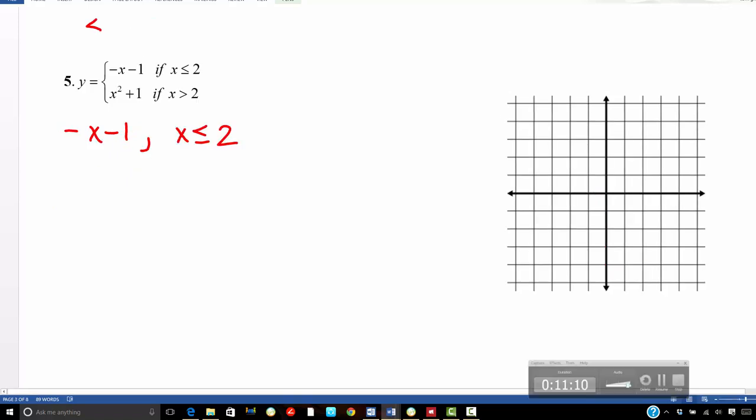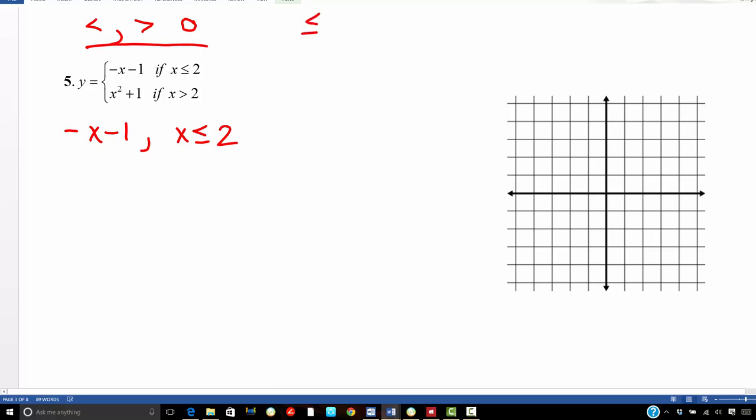I would encourage you on the test, in case you think you will forget: less than or greater than gives you an open dot. It's got the or equal to sign, it's a closed dot. Think you'll forget that? Put that on your test as soon as you get it on Friday. But we're going to graph both of these functions, same way we've been doing the others.